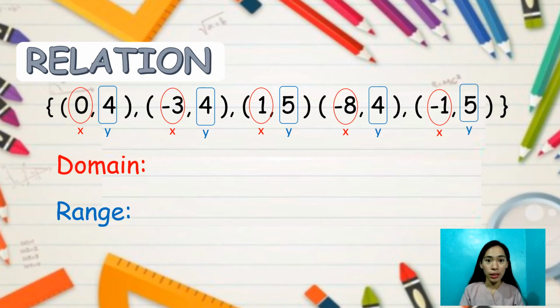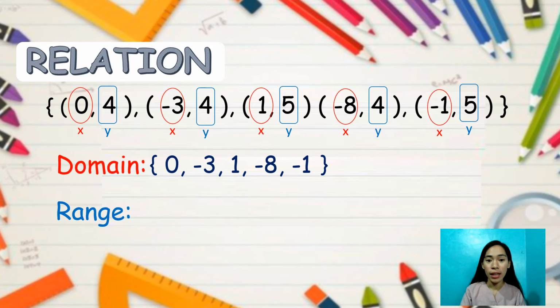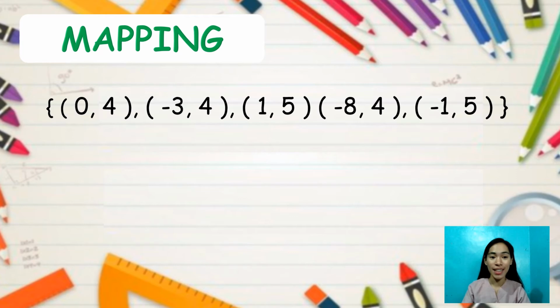So take note, in writing a domain or the element, we use curly braces. So the domain are 0, -3, 1, -8, and -1. Next, the range, we have 4 and 5. Next, let's represent this example into mapping. So first, let us identify the domain and range.